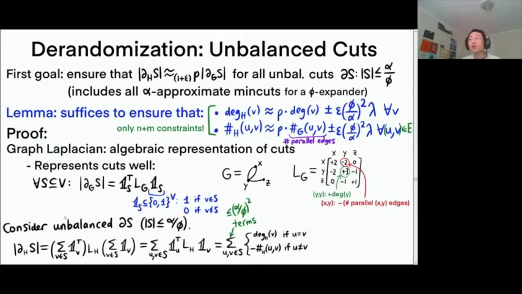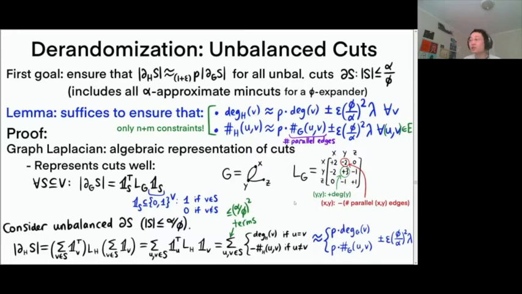And now why is this useful? Consider some unbalanced cut S, so the size of S is at most alpha over phi. Then we can write the size of the cut in H, again using this equality. But now we replace the indicator of S with essentially just the sum over all V of the indicator of V, which is clearly the same. And now let's expand this summation in this expression, and we get this. Now, what is the indicator of U, L, the Laplacian of H, times the indicator of V? Well, by definition, that is just entry UV in the Laplacian of H, which essentially by definition becomes this. Now, the key observation is the summation only has alpha over phi squared terms.